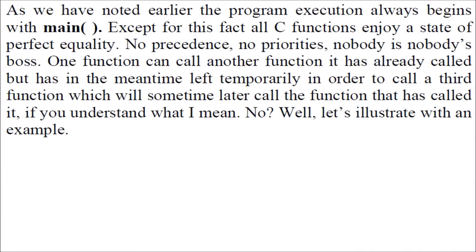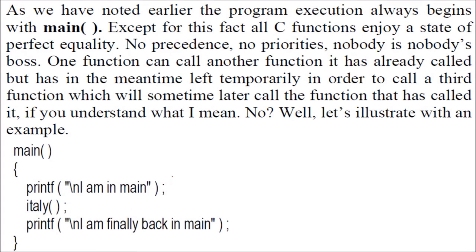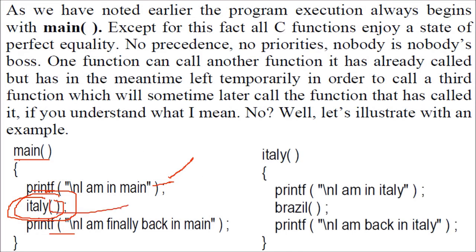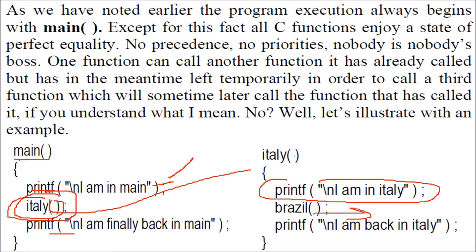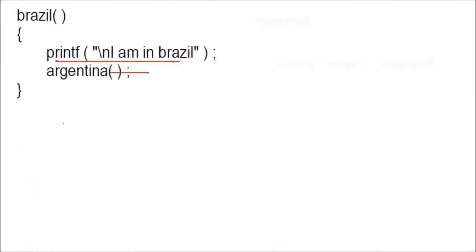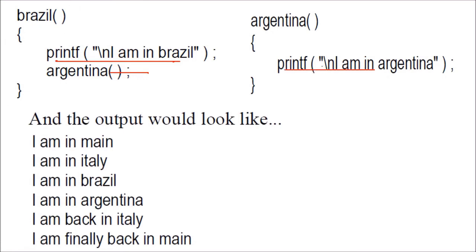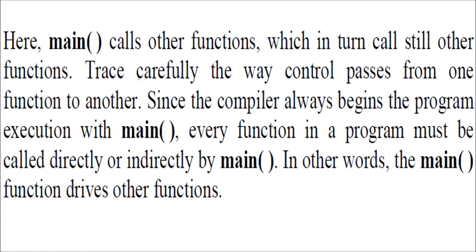As we see, there is no precedence or priority, just the order. That means in main you will have this printf, then followed by the function, and then this printf. So this is the order. First this line will be printed, and then this function will be called. This line will be printed, and it is calling Brazil. So now it will go to Brazil, and this will be printed. It will call Argentina. Then the content of Argentina will be printed, and then I am back in Italy because you have gone back to main, and then you finally go back to main. So this is how the control passes from the calling function to the called function, until it reaches the end, and then it gets back to main.